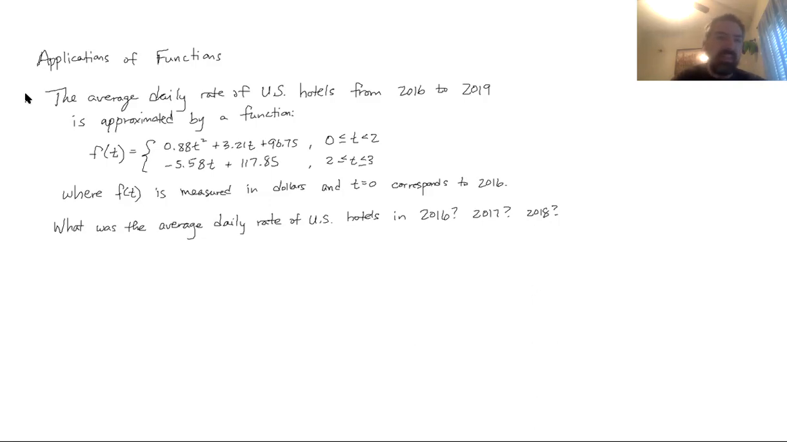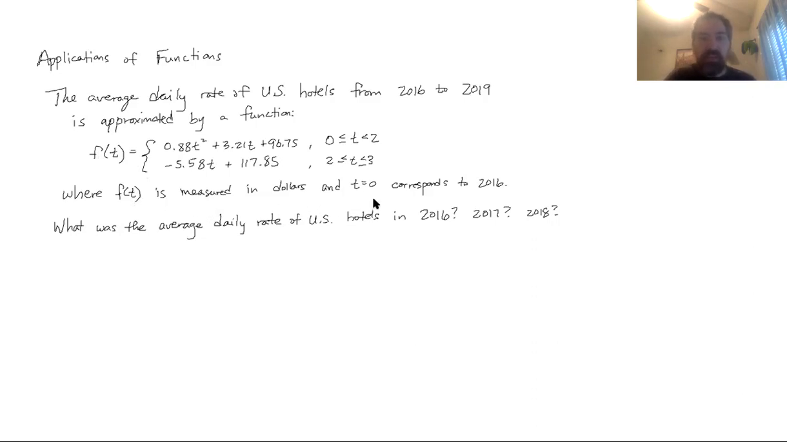We can take a quick example of applications of functions. Specifically with this one, I want to look at a piecewise function. This function gives us the average daily rate of US hotels from 2016 to 2019. And this is a piecewise function. All right, so we are representing f of t to be our function that's measured in dollars.